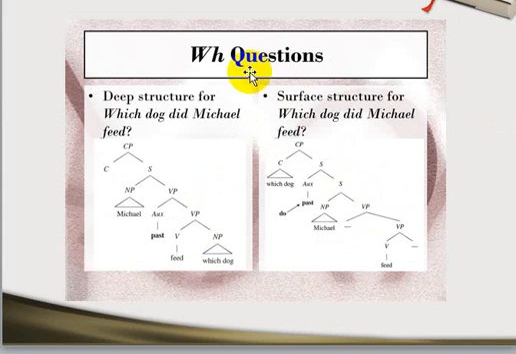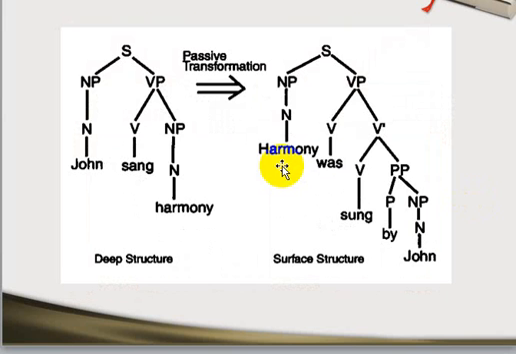And another example, a WH question. Deep structure for this sentence: which dog did Michael feed? Complementizer phrase divided into complement and subject, and here are the three diagrams. Michael past feed which dog? While in surface structure, which dog did Michael feed? Subject, complement which dog, and sentence, auxiliary, and then another sentence, noun phrase and verb phrase. And that is the end of the examples here about tree diagrams.